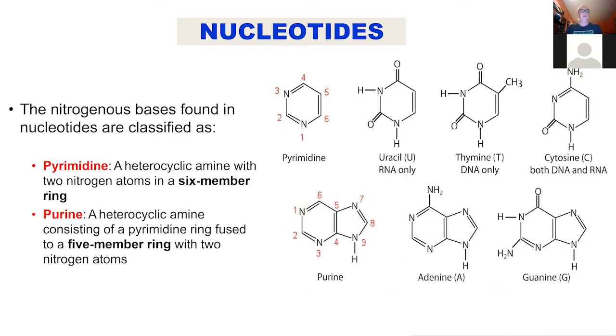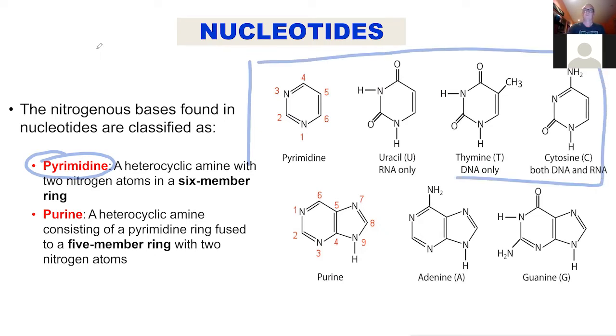So these are the bases. Now you see they all have nitrogen in them, and they all have different ways of making hydrogen bonds. And there's two basic forms. There's pyrimidines, which have a single 6-member ring. And so these are the pyrimidines up here. So they have a single 6-member ring that contains nitrogen.